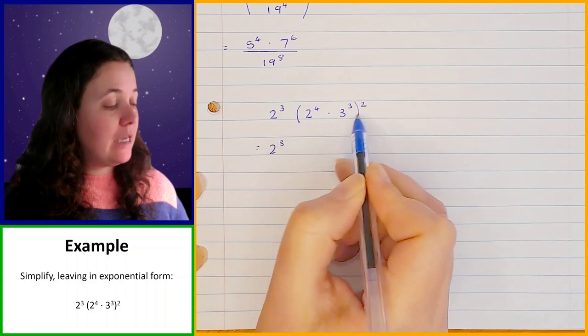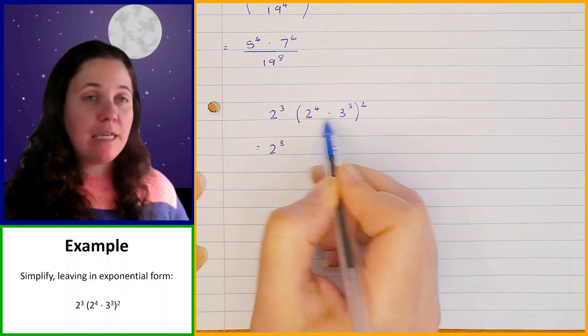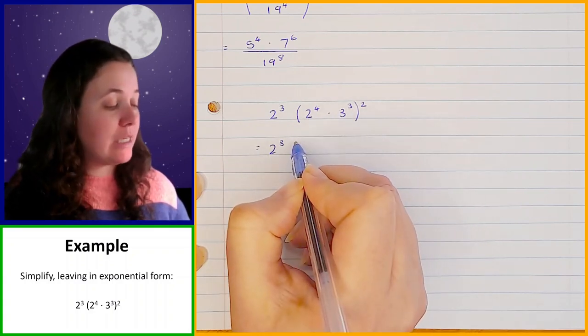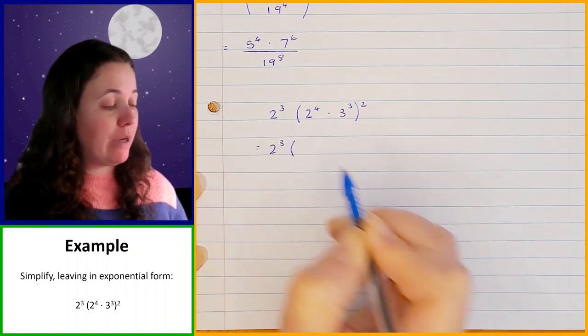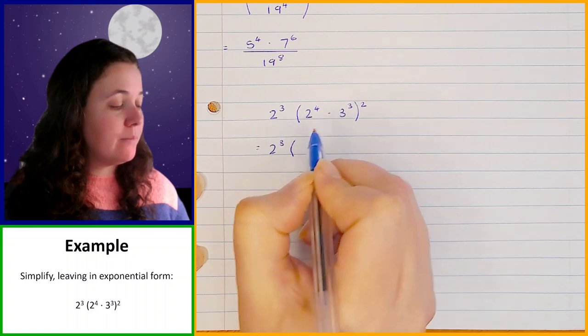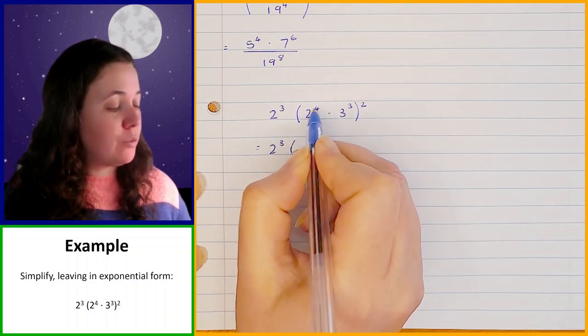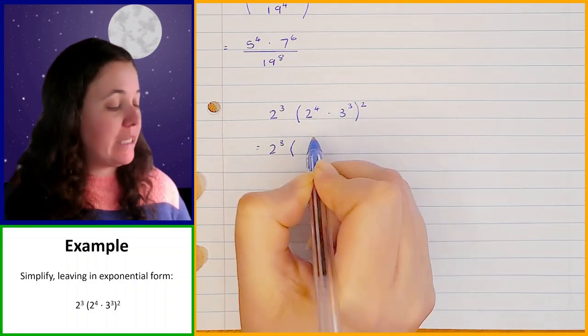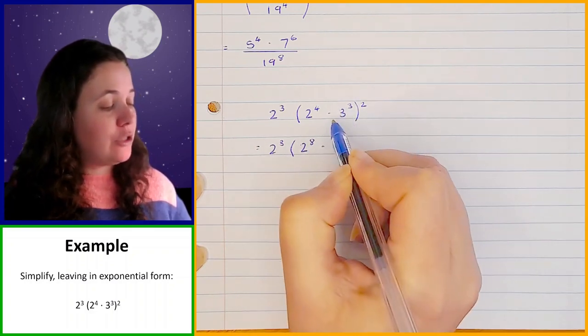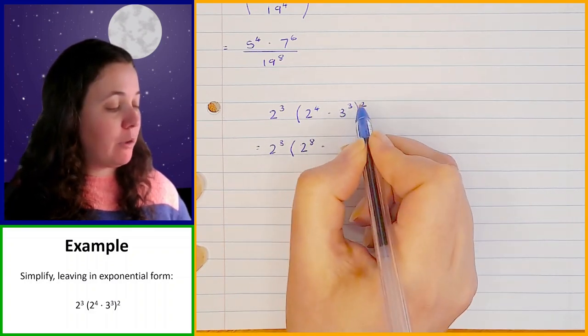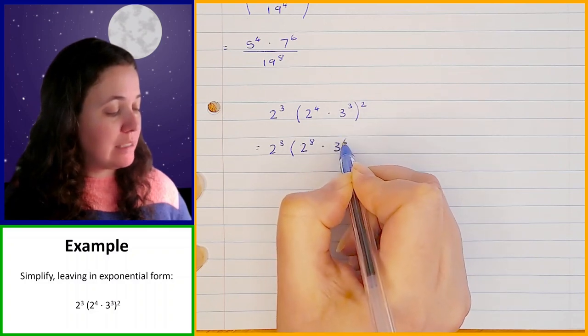But I'm going to take this exponent and apply it to the things inside the bracket here. I'm going to keep it in brackets though, because I could write a multiplication if I wanted. But I'm just going to keep it in brackets. It's easier for me anyway. And I'm going to take this 2 to the power of 4 and raise it to the power of 2. And that gives me 2 to the power of 8. Multiplied by, I do the same thing with the 3 to the power of 3. Raise it to the power of 2. That gives me 3 to the power of 6.